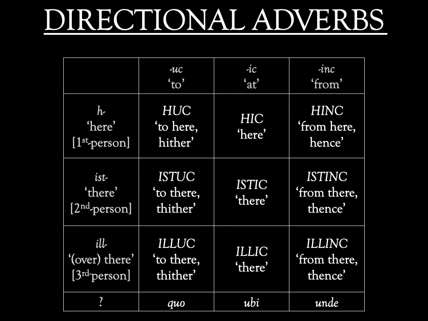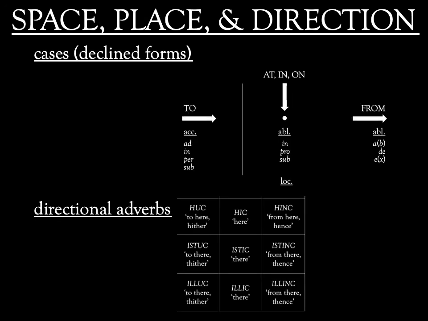Finally, we can also identify question words, interrogative adverbs that can be classified under the same directions. Although obviously they don't use the same sounds, quo is direction towards, asking whither, ubi is location at, asking where, and unde is direction from, asking whence. We've now covered the 2 big categories of how Latin most commonly refers to space, place, and direction. Review as much as you need to, and look both backwards and forwards in your texts for examples.